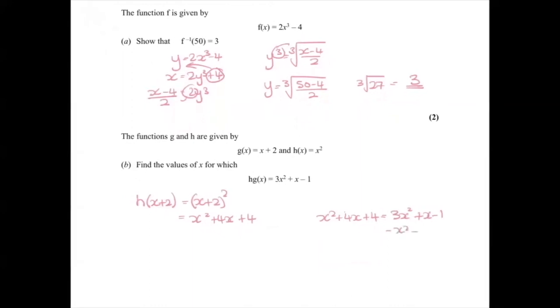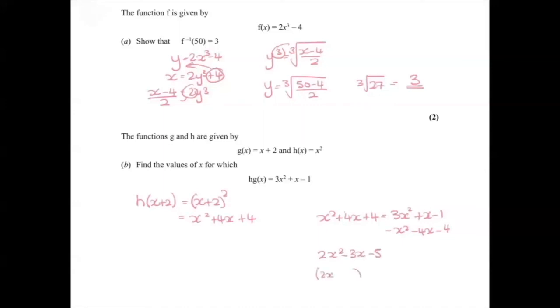And then it's just a good old quadratic question. We want the quadratic to equal 0, so we're going to bring everything across. In this case, because everything was positive, we're taking everything away. It's going to produce 2x squared minus 3x minus 5.